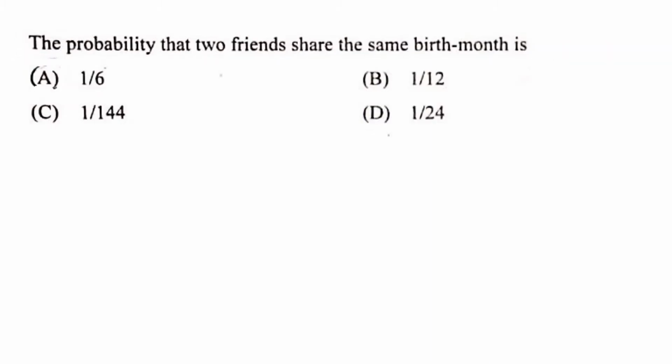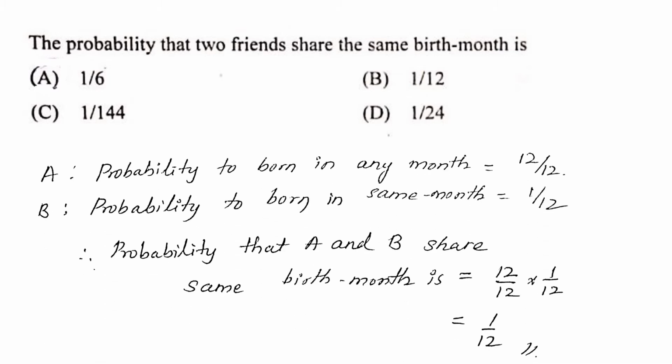Question is, the probability that two friends share the same birth month is. Let A and B be two friends. So consider A, probability to be born in any month. So there are 12 months. Therefore, probability to be born in any of these months is 12 by 12. Then if you consider B, probability to be born in the same month where A was born is 1 by 12. Therefore, probability that A and B share same birth month is 12 by 12 into 1 by 12. Therefore, answer will be 1 by 12. Option B is correct.